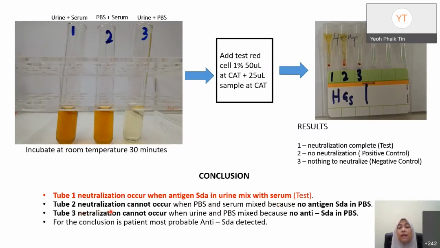Tube 2, neutralization cannot occur when PBS and serum mix because there is no antigen SDA in the PBS. Actually, this is a positive control. Negative control, tube 3, neutralization cannot occur when urine and PBS mix because there is no anti-SDA in PBS. For the conclusion, the patient most probably has anti-SDA detected.